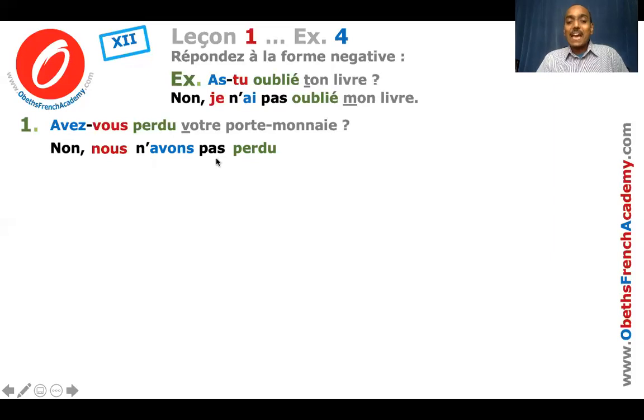No, we have not. Can you see the negative expression? Ne before the verb and pas after the verb. No, we have not lost whose wallet? Our wallet. Can you see your wallet? I've underlined. Here the possessive adjective changes to notre porte-monnaie. So when the subject is we, it should be our wallet. So have you lost your wallet? No, we have not lost our wallet. Let's go to the second question.